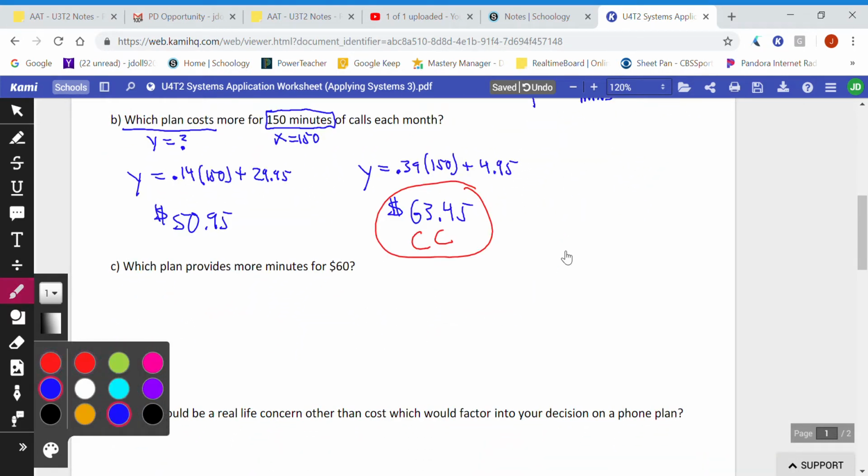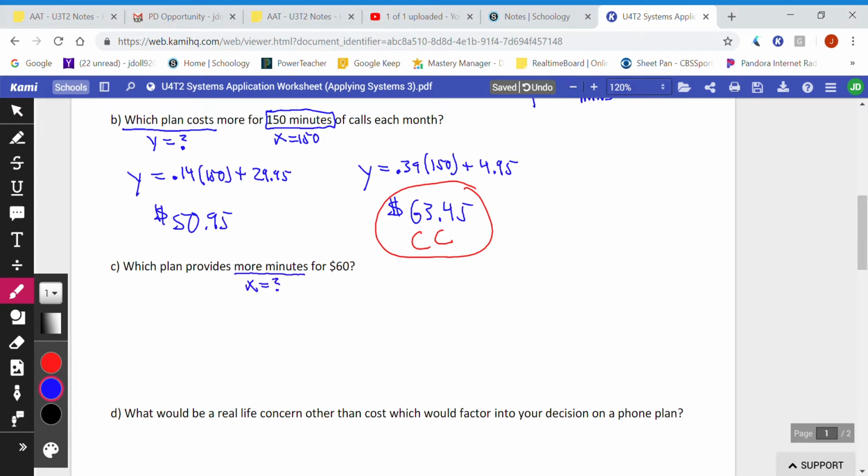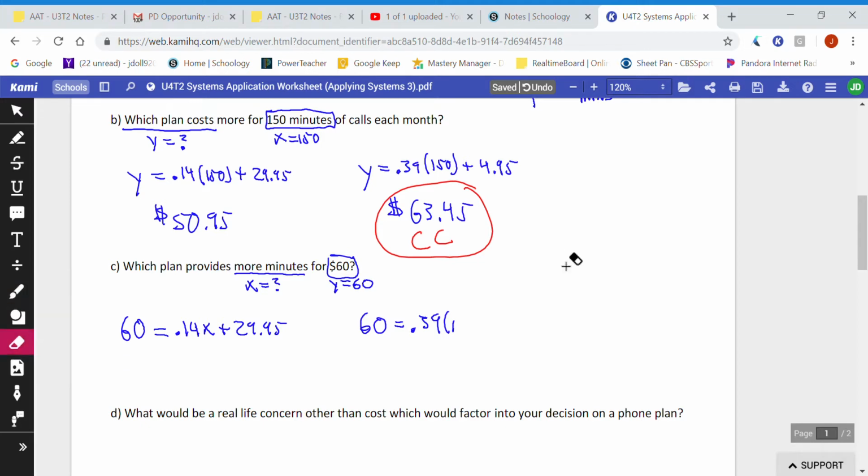So the next question asks which plan provides more minutes. Now we've reversed the roles. Now we're looking for minutes, and they give us the cost. So we're going to do the same exact thing we just did above, except we're going to flip the script, and instead of substituting for x and finding y, we're going to substitute for y and find x. So 0.14x plus 29.95 equals 60, and 0.39x plus 4.95 equals 60. Sorry, getting my problems mixed up there. All right, so now we just have to solve.